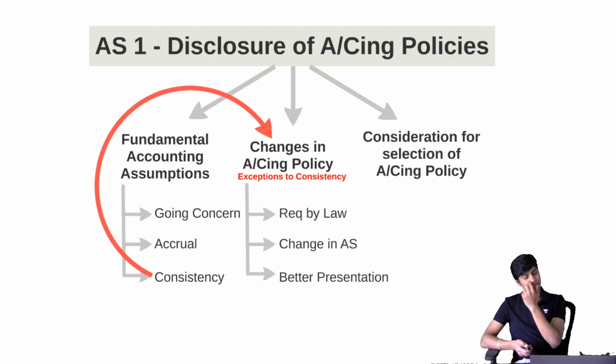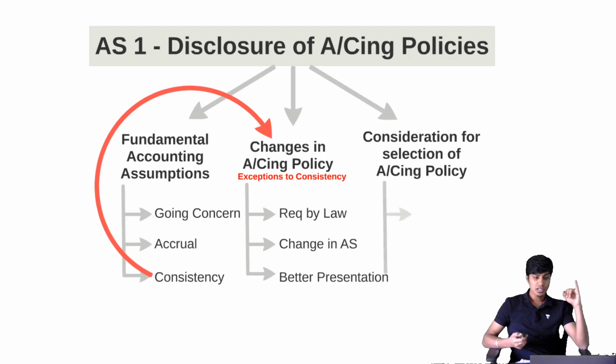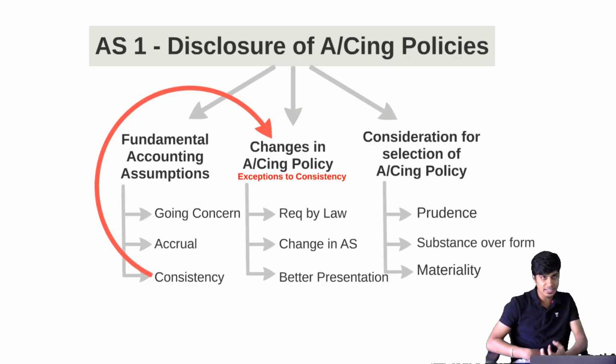And lastly, we have consideration. How do we select accounting policy? Selection of accounting policy will be based on prudence, substance over form, and materiality. These are the three considerations based on which we can select our accounting policy. That's the end of accounting standard 1.